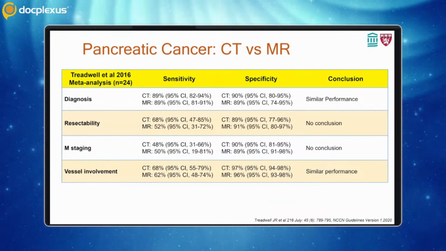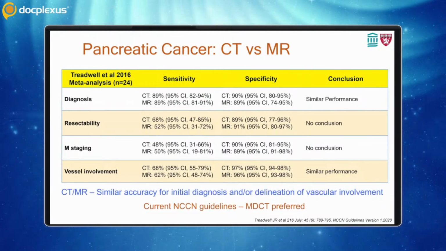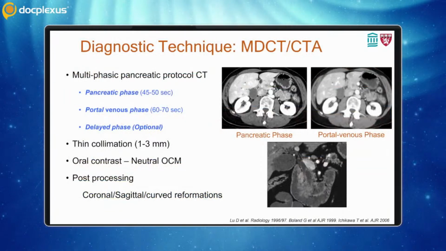Now, if you look at this meta-analysis, it found that both CT and MRI have similar accuracy. So if you look at the current NCCN guidelines, MDCT is preferred for evaluation of patients, diagnosis and staging of patients with pancreatic cancer. Dr. Joshi already spoke about staging of pancreatic cancer and multiphasic pancreatic protocol CT.